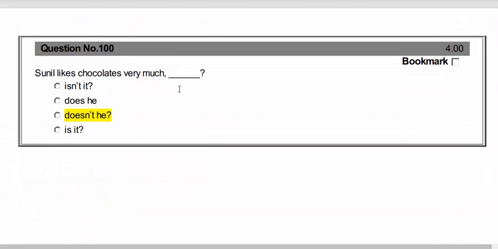The last question: Sunil likes chocolate very much, dash. Here we need a tag question. Option C is right, doesn't he?